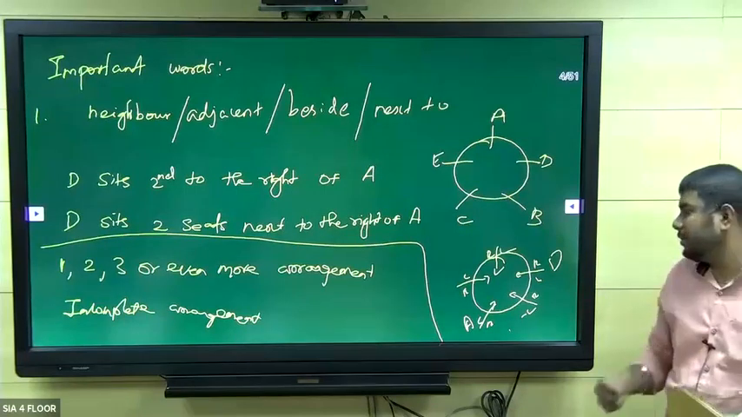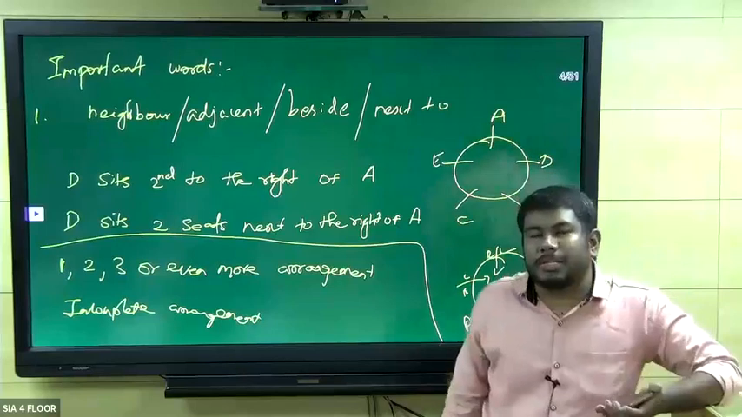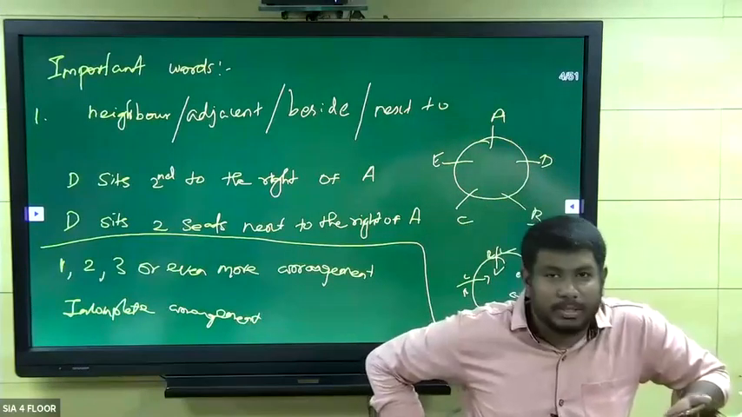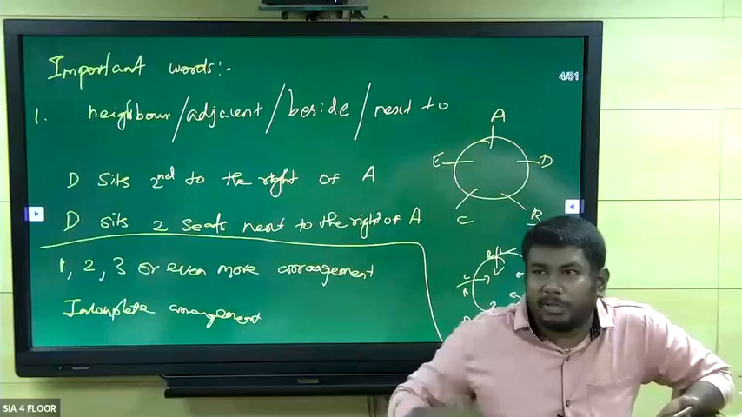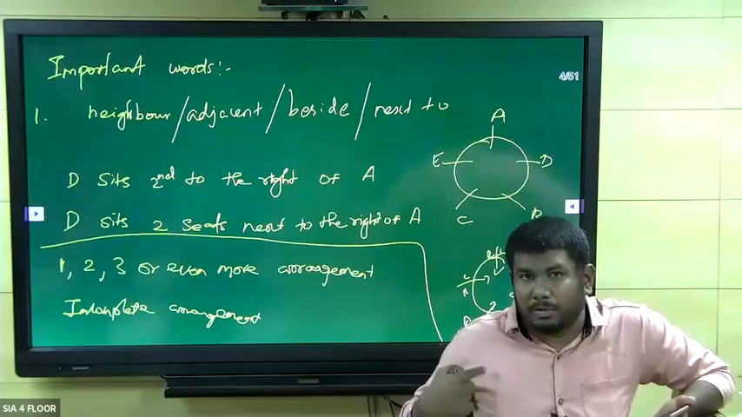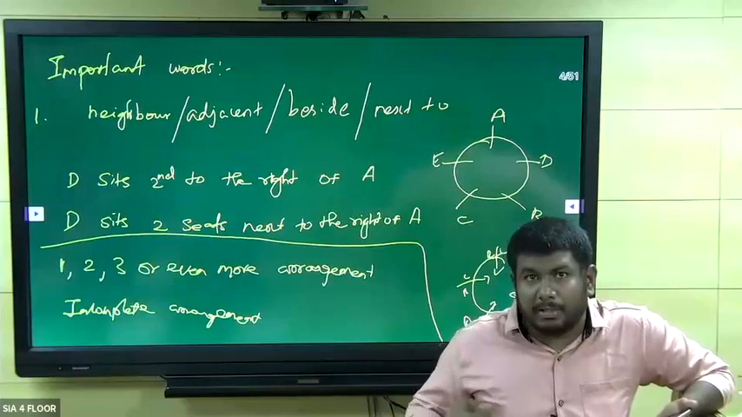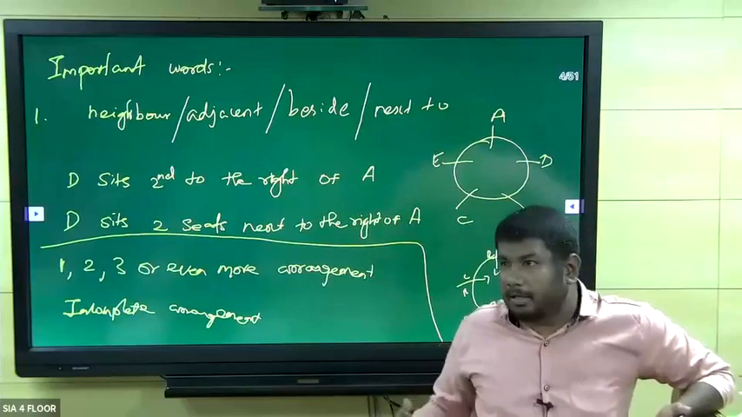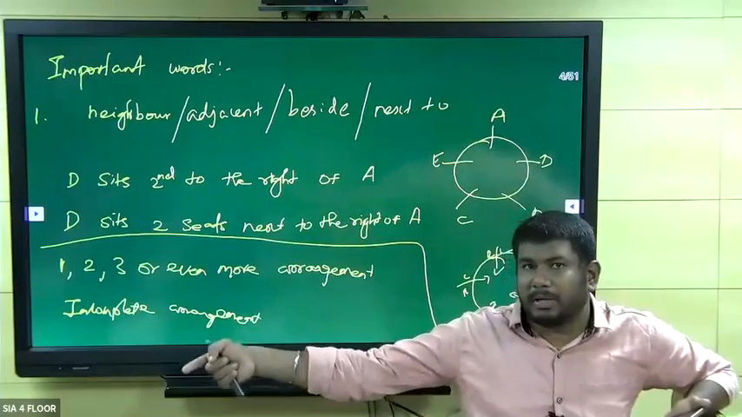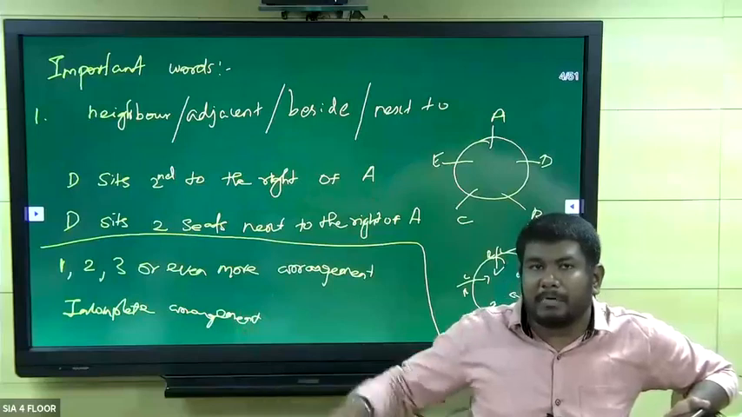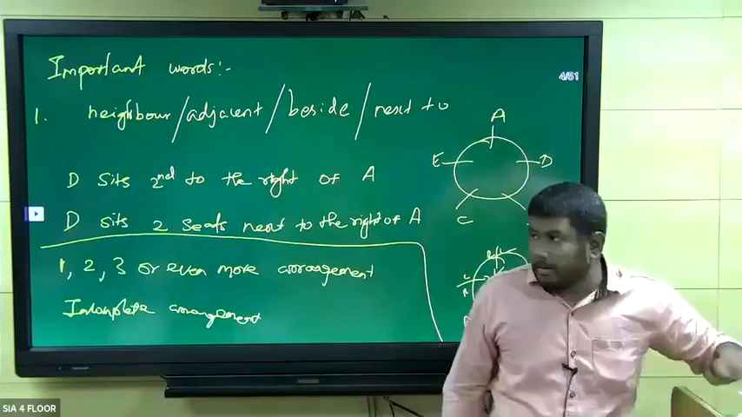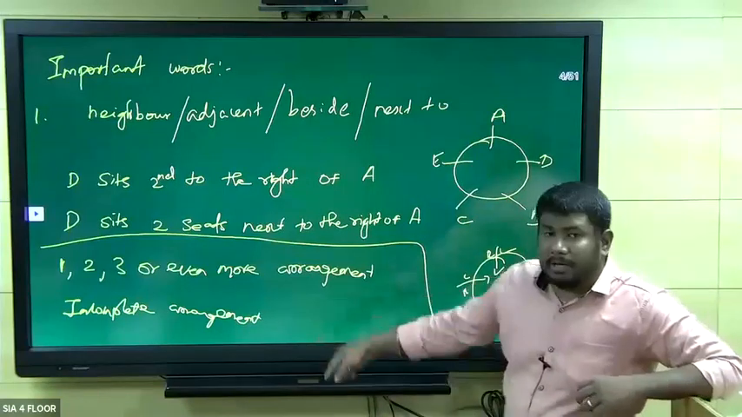No, actually, Suvanya, two seats next to A does not mean two seats in between A and D. Second to the right means two seats. I'm sitting here; two seats next to me, to the right of A. So this is the first place, and the second to the right of A is the second place, not in between two persons. Clear?